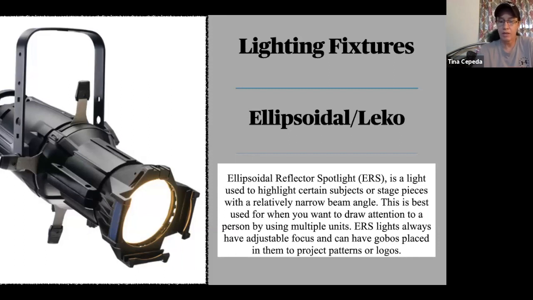The most common fixture we have is a LECO, or ellipsoidal reflector spotlight. All of ours are 50-degree spots, so not a whole lot you can do as far as making a tighter beam, or trying to make it look good. It's generally used for a wash.